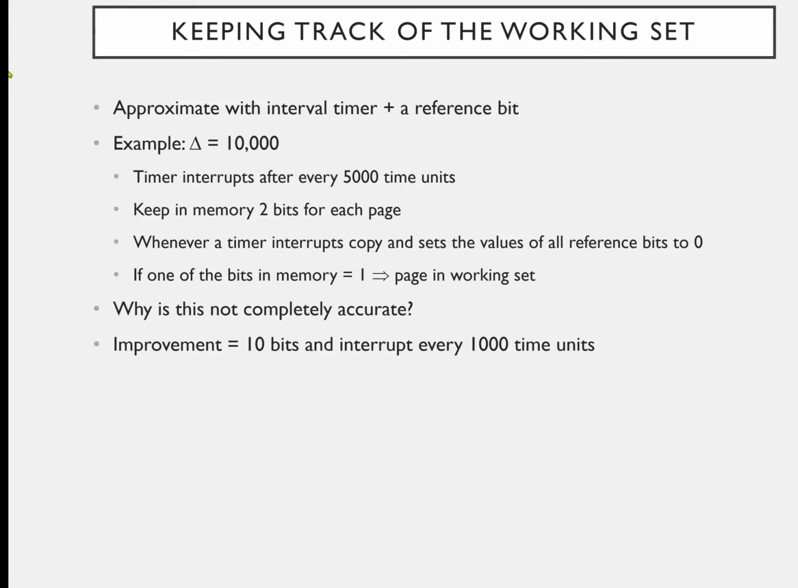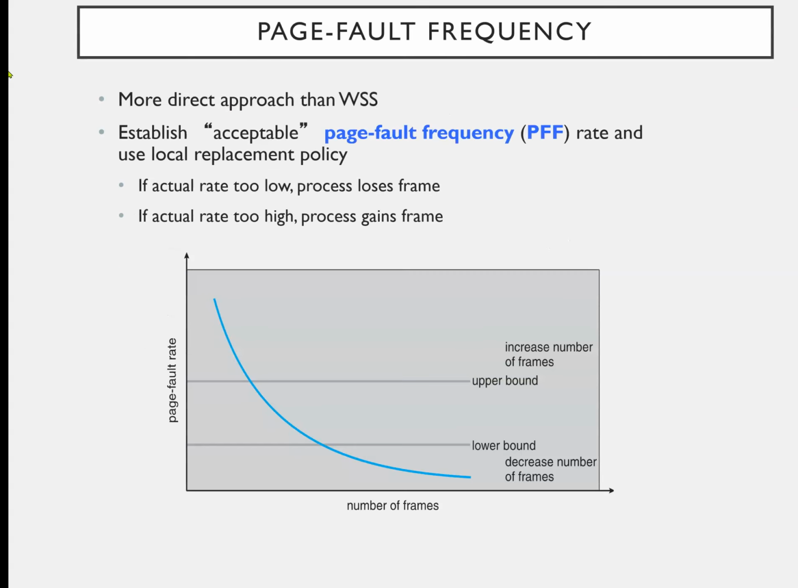Why wouldn't this be completely accurate? Because we can't tell where within the interval a reference occurred. So if we instead increase it to 10 bits and interrupt every 1,000 time units, we'll get better accuracy, at the cost of more overhead.